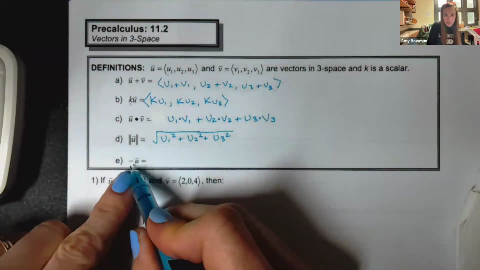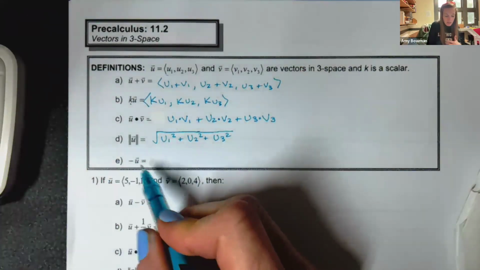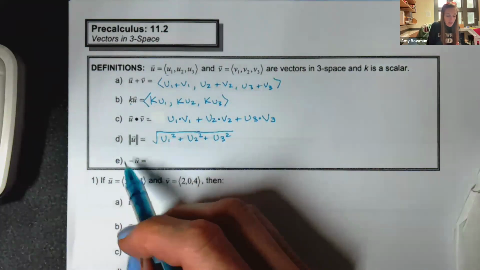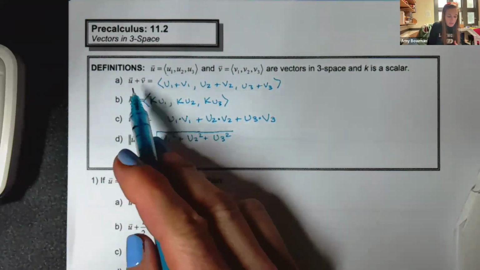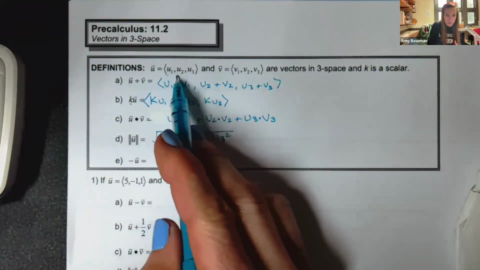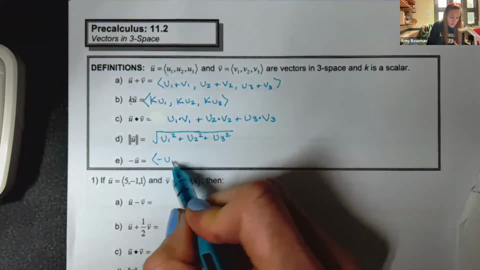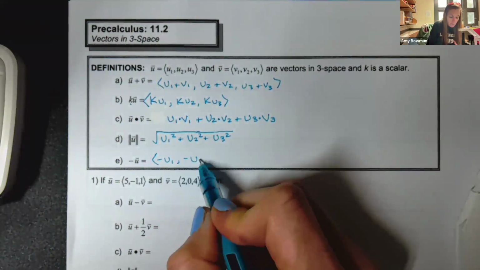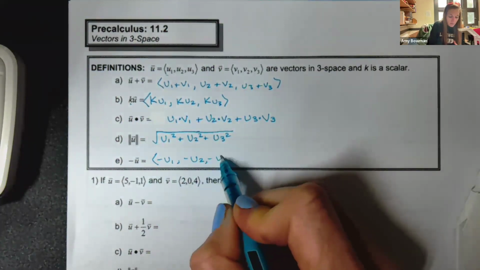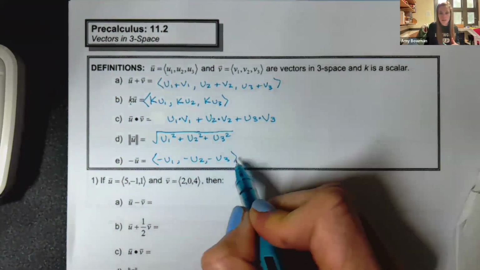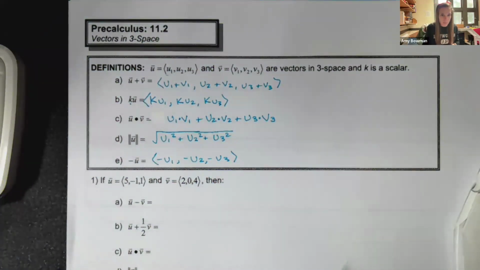The opposite vector in 3D space is just changing the direction of the vector. It would be complete opposite from u1, u2, u3. You would just distribute the negative: negative u1, negative u2, negative u3. So that's how you would get a negative or an opposite vector in 3D space.